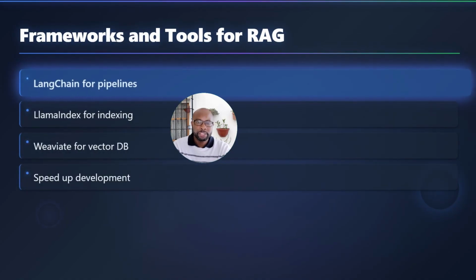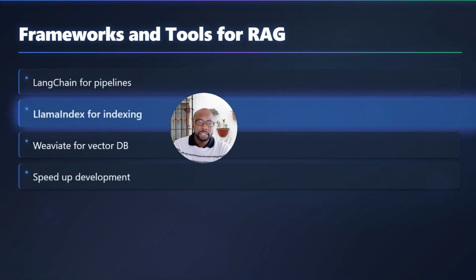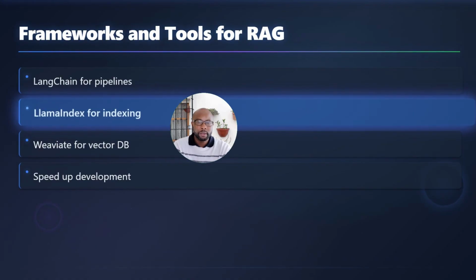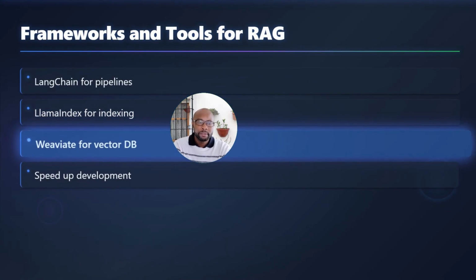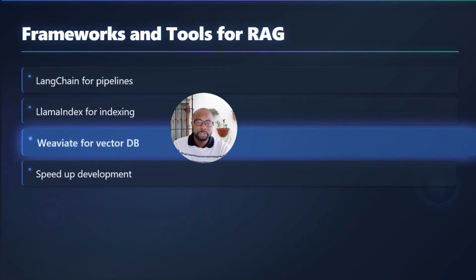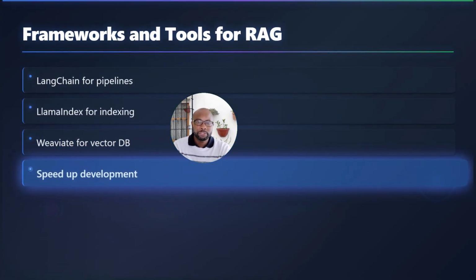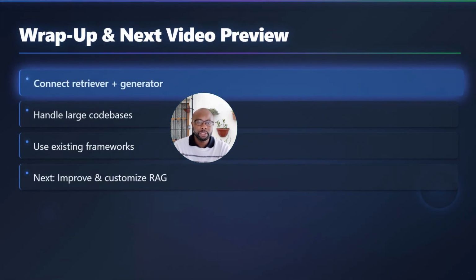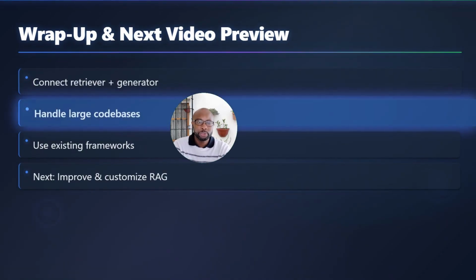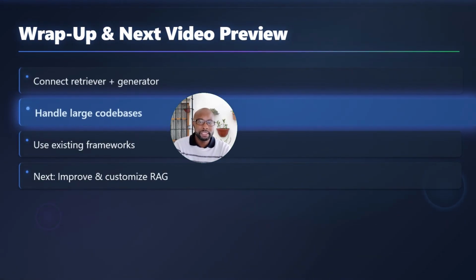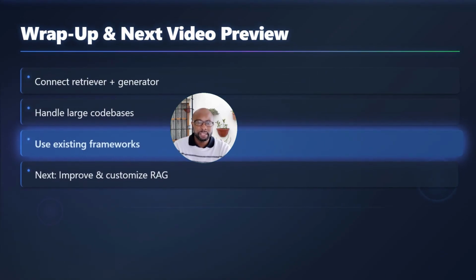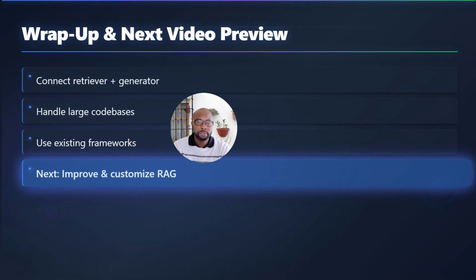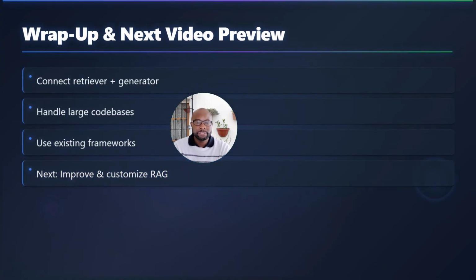If you want to skip building from scratch, tools like LangChain, LlamaIndex, and Weaviate offer frameworks to build RAG pipelines quickly. They handle indexing, retrieval, and LLM integration, so you can focus on customizing your code search experience. To wrap this up, a full RAG system combines retrieval and generation to deliver powerful code search and explanation. In the next video, we'll explore how to improve and customize this system with feedback loops and advanced techniques.